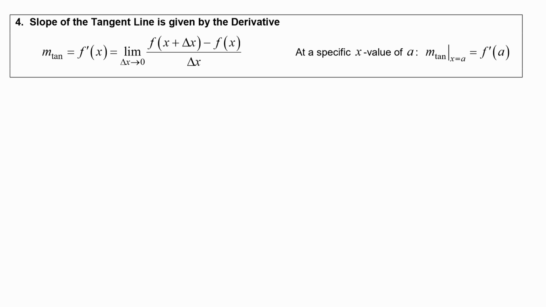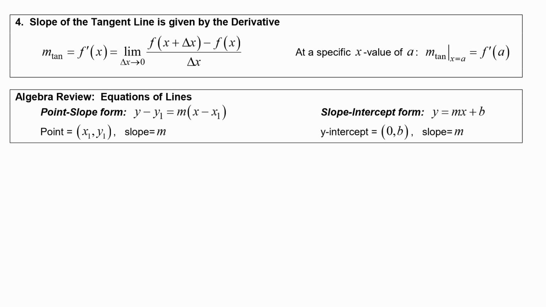Now, as we've already discussed, we know the slope of the tangent line is given by the derivative. At a specific x value of a, this notation is read: the slope of the tangent evaluated at x equals a is equal to f prime at a. So f prime at a is a specific single value of the derivative at the point x equals a.